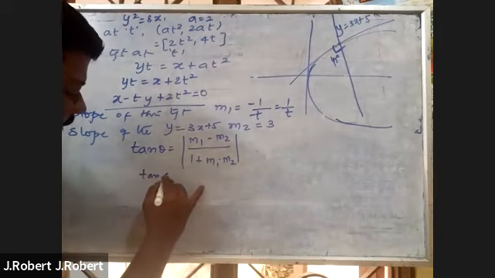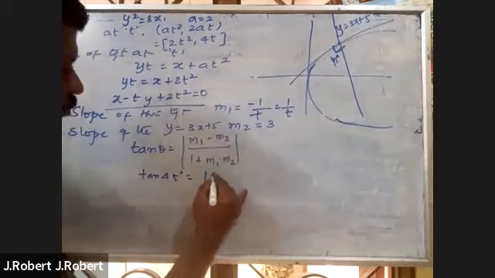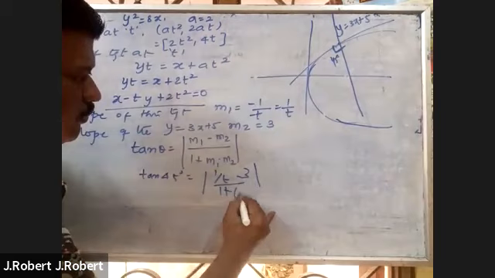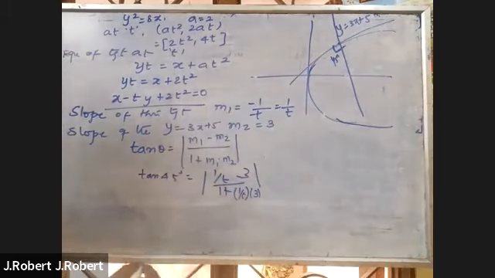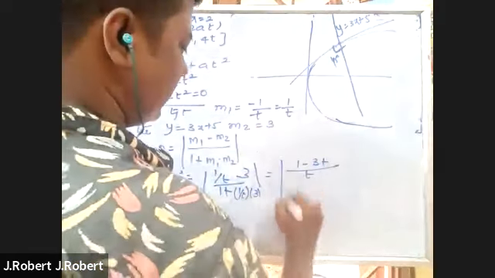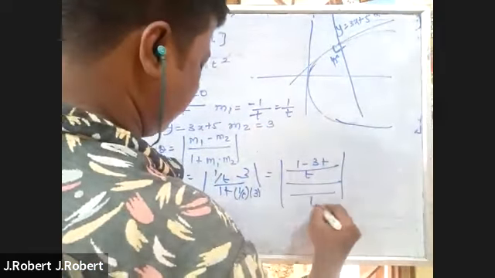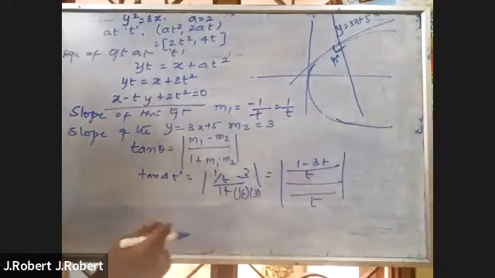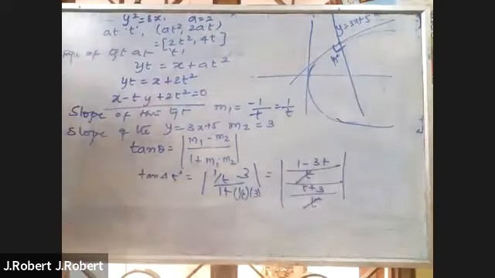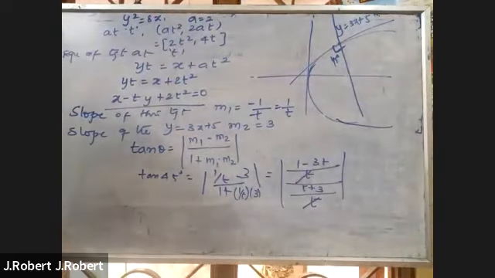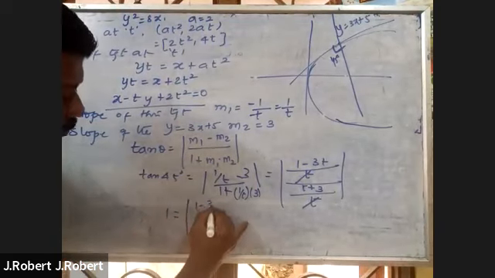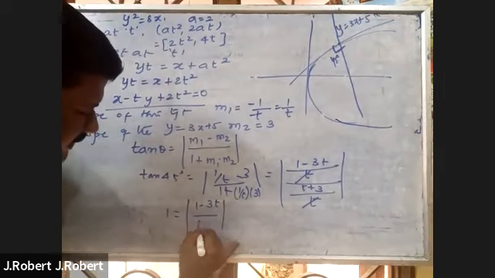Tan 45 degrees is equal to the modulus. Your m1 is 1 by t and your m2 is 3, divided by 1 plus 1 by t into 3. Take LCM: 1 minus 3t by t divided by t plus 3 by t. The t gets cancelled. So we get 1 minus 3t divided by t plus 3, and tan 45 degrees is 1, with modulus.